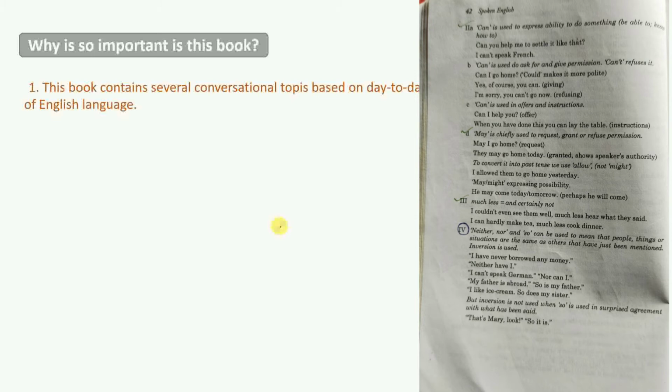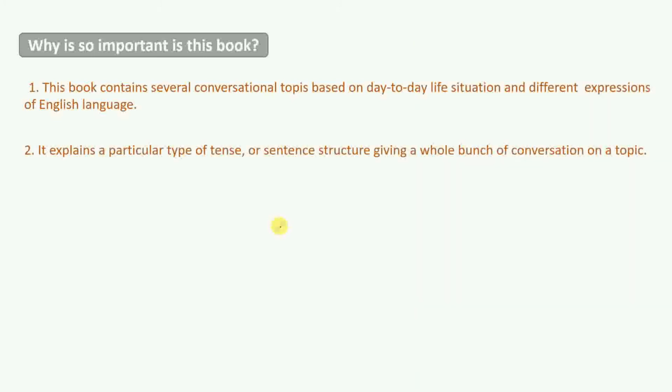Next, it explains a particular type of tense or sentence structure, giving a whole bunch of conversation on a particular topic. For example, this book contains a topic based on hypothetical situations or hypothetical sentence structure. When you say what would happen if the earth stopped, or what would I have done if you hadn't told me, it conveys the whole topic using this hypothetical sentence structure. It will be more clear to you after you are done with the topic, and when you read the explanation, it will give you much more clarity on those topics.